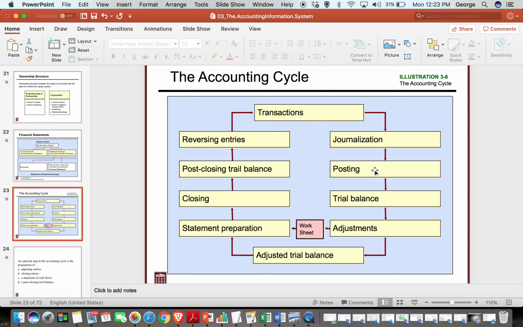Once we're done with all our posting to the general ledger, then we'll prepare our trial balance. We'll make adjusting entries. We could use a worksheet for that, but we don't have to. We'll prepare an adjusted trial balance, financial statements, closing entries, a post-closing trial balance, and then if you do reversing entries, that'll be the last step before you start the accounting cycle again for the next period.